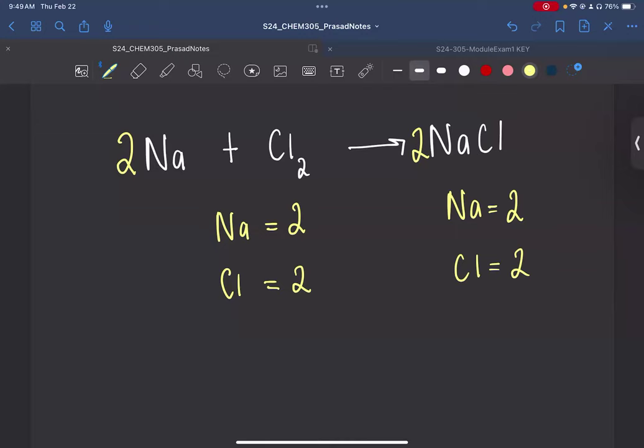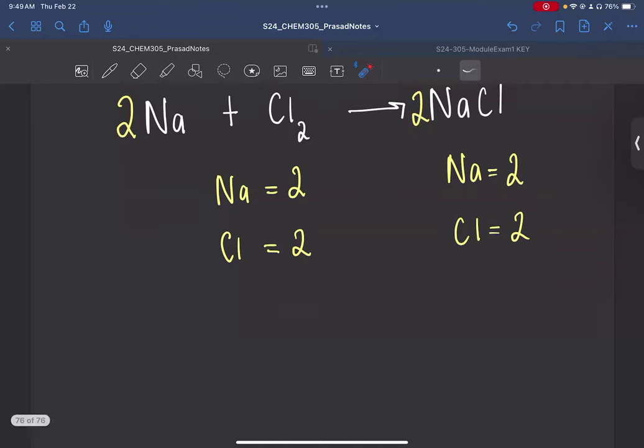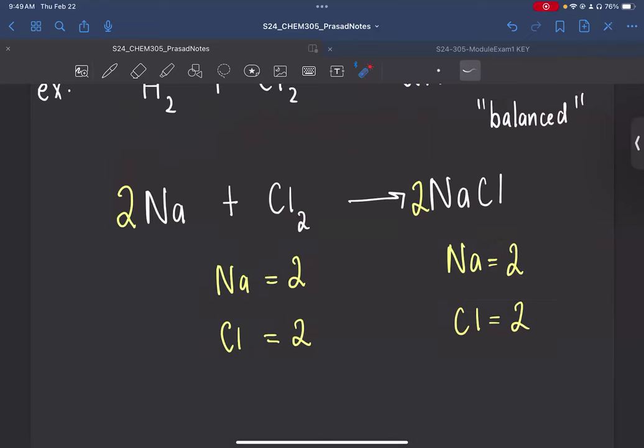So balancing the reaction, balancing the equation, can go on either side. Not every single molecule will have a number in front of it. Some of them will, some of them won't. But you must include these big numbers at the front to balance the equation. Let's try another one.